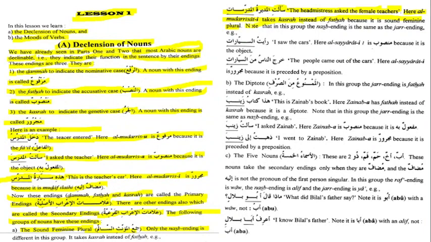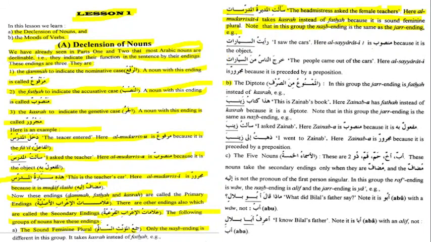Note that in this group, the nasb ending is the same as the jar ending. So it is mudarrisatu, mudarrisatin, and then mudarrisatin. The majrur form and the mansub form are the same.